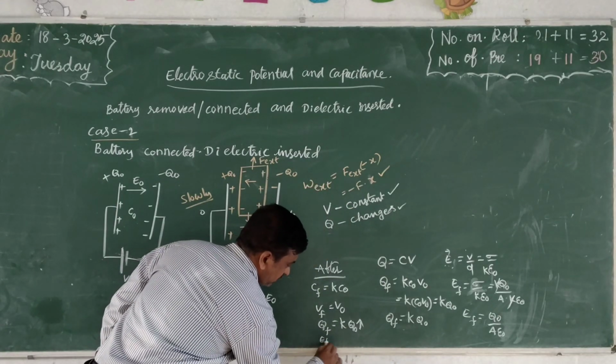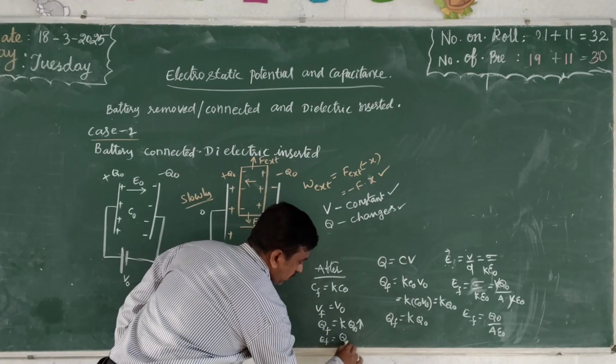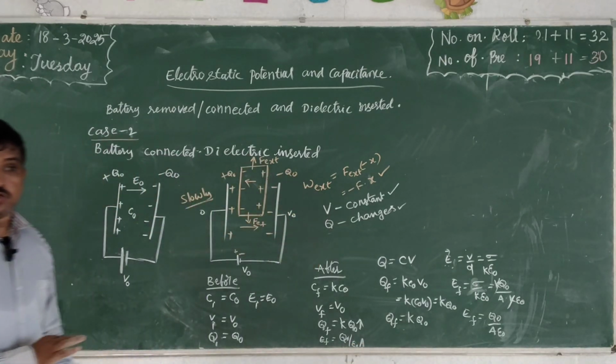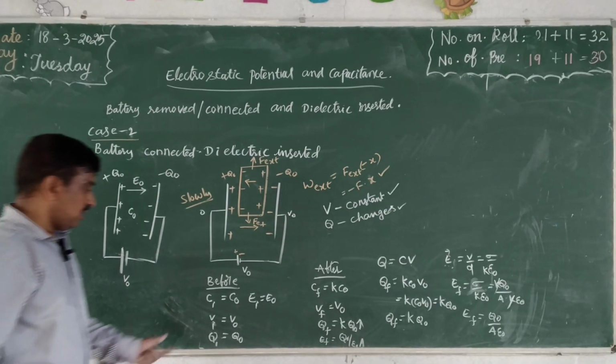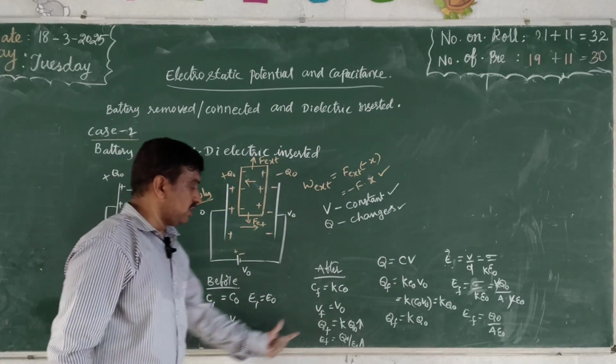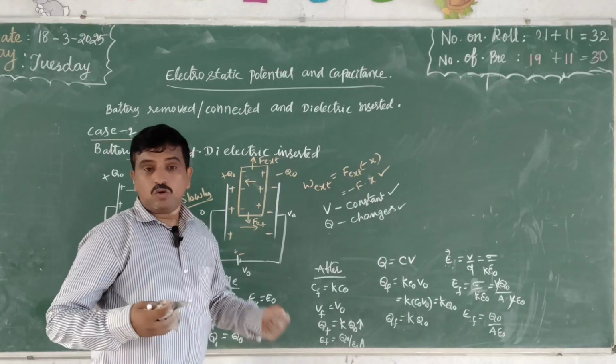Final electric field is what? Q naught by epsilon naught A. Means electric field also does not change. Here, see, capacitance increases K times, potential is the same, charge increases K times, but electric field does not change.